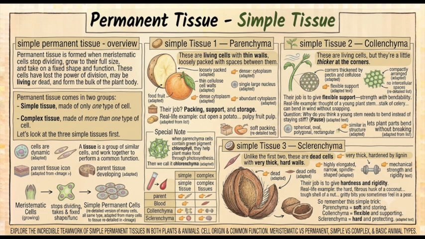And the third is Sclerenchyma. Unlike the first two, these are dead cells with very thick and hard walls. Their job is to give hardness and rigidity. Let's take a real-life example. The hard, fibrous husk of a coconut, the tough shell of a nut, and the gritty bits you sometimes feel when you eat a pear, all are Sclerenchyma.